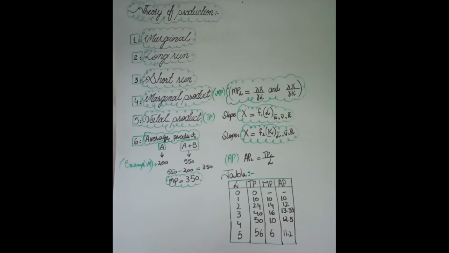The long run. The long run is a period of time in which all factors may be varied and in which firms may enter or leave the industry. So there are two main differences. The number one is there is no fixed cost in the long run. All factors of production become variable.